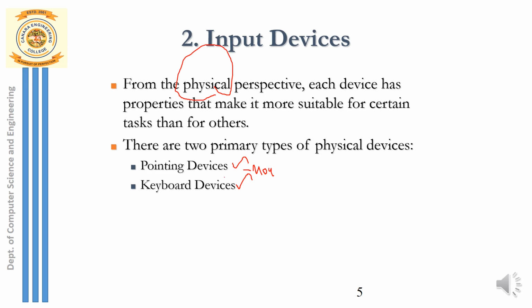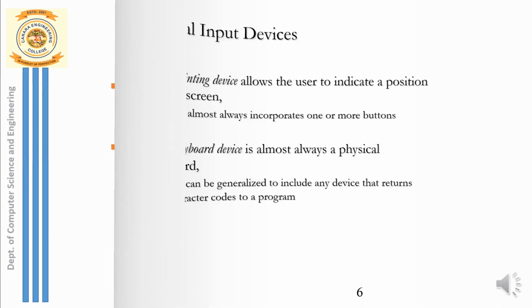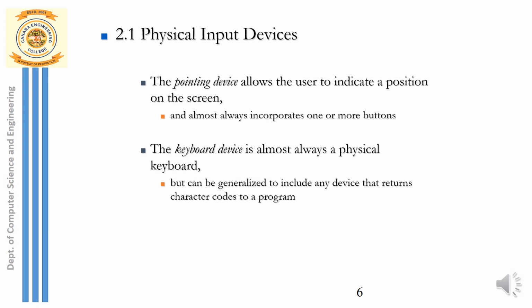So event based interaction, when a particular event occurs, corresponding action should happen on the graphics, right? I'm just speaking now about the input devices that we are using for the interaction purpose. So one is pointing device and the other one is keyboard device. These are the two physical input devices that we have. When we discuss the physical input device, immediately the pointing device like mouse comes to our mind, and the keyboard also comes to our mind.